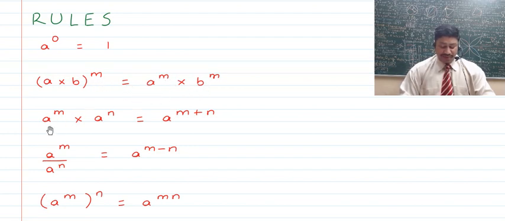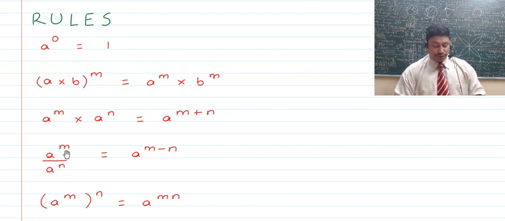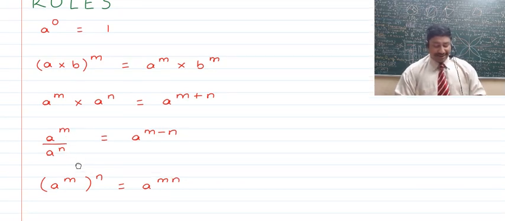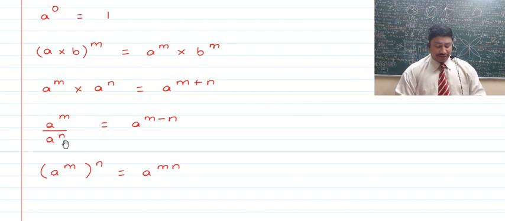Next is when we have two numbers which are multiplied so that both of these are in the exponential form and their bases are the same, that is a. So keeping the base the same, the indices will be added. Next, if there is a quotient of two numbers such that both the numbers are in exponential form and their bases are the same, so keeping the base the same, you will subtract from the power of the numerator the power of the denominator, right?